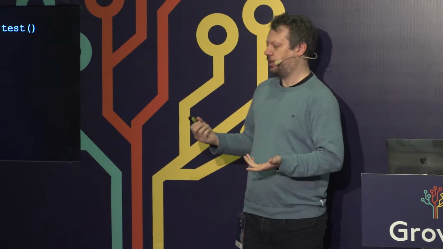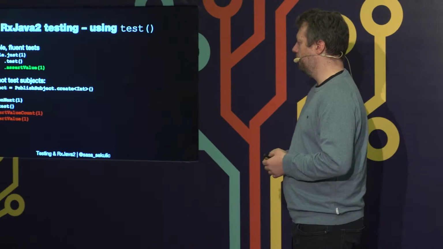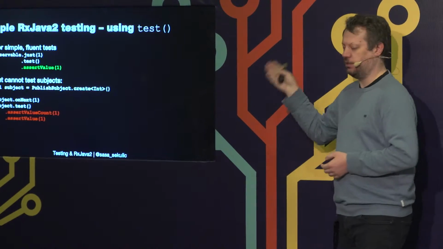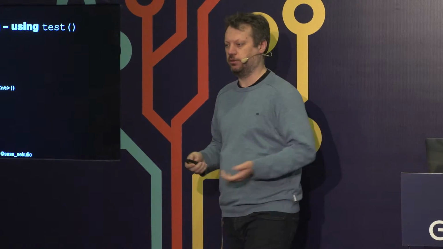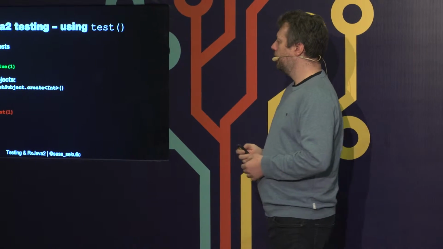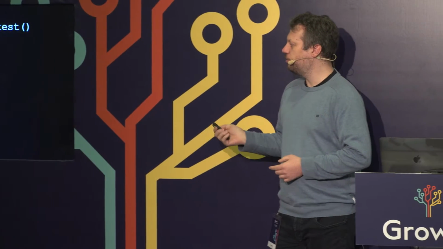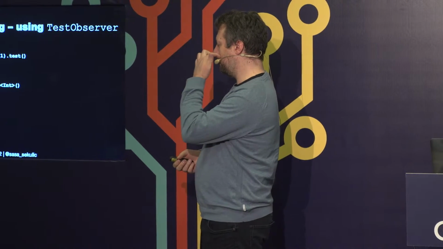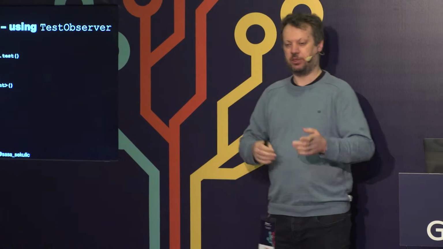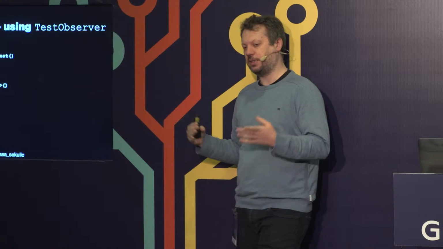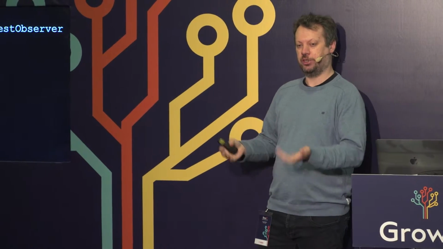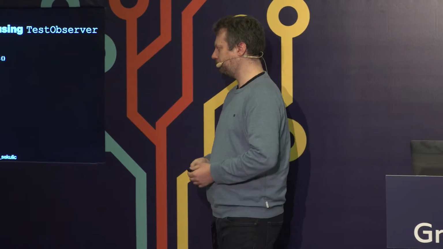The problem with this is that you cannot actually test subjects, right? Because if you create a subject and then send the value and then call test, obviously you're going to miss out on what happened before. Basically, you need to explicitly call the test observer in this case. So you can just assign it from the test method, and then you can start sending values. It's nothing special.